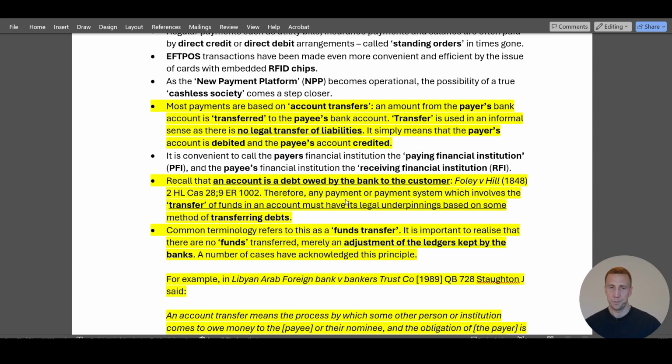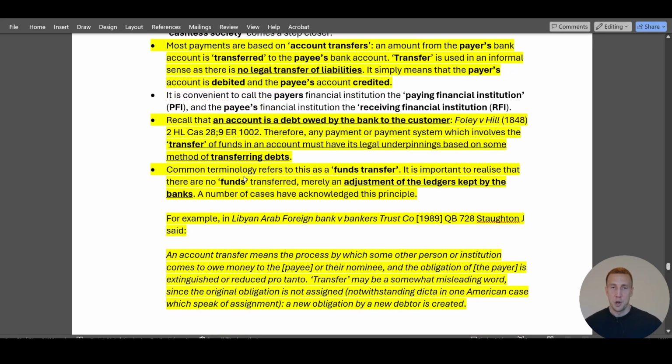Foley versus Hill, in that particular case. Therefore, any payment or payment system which involves the transfer of funds in an account must have its legal underpinnings based on some method of transferring debts. Common terminology refers to this as a funds transfer. It is important to realize that there are no funds transferred. It's merely an adjustment of the ledgers kept by the banks.